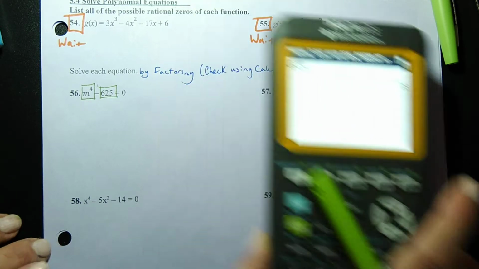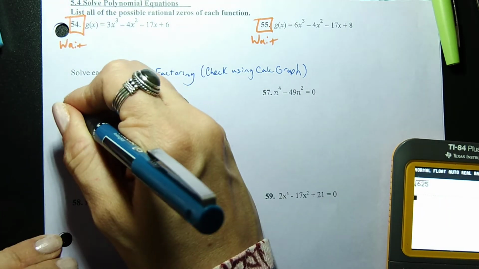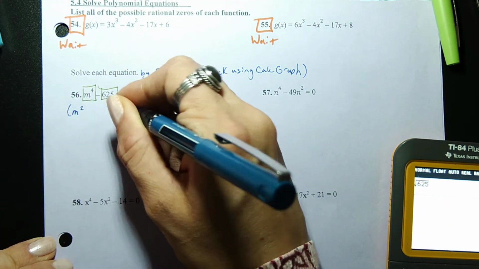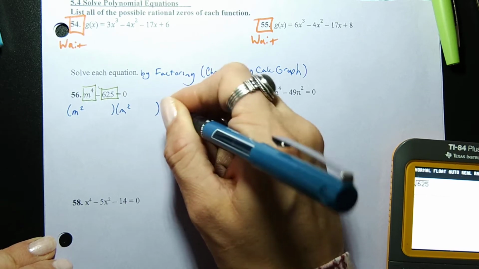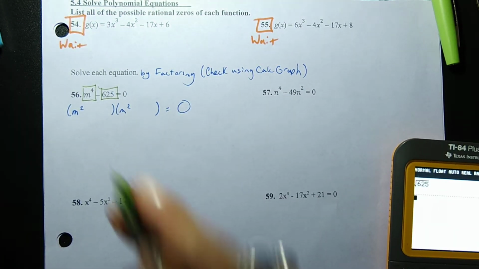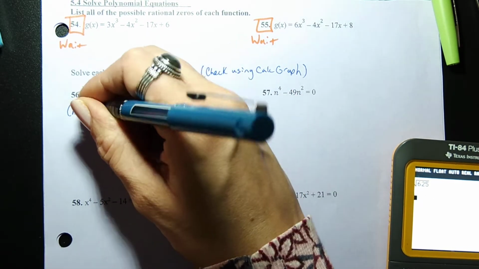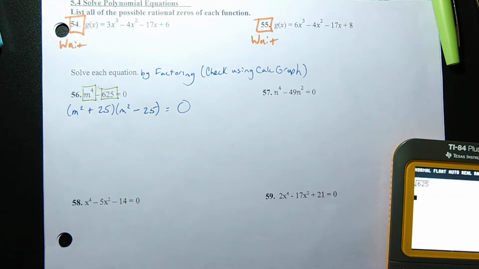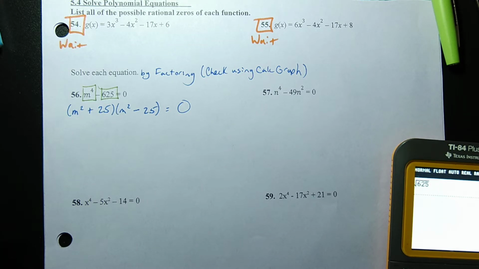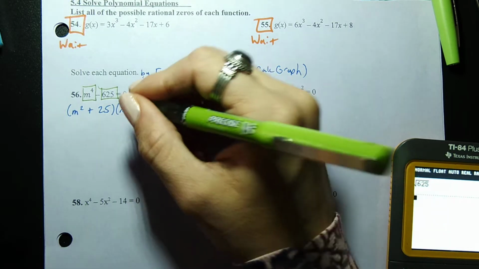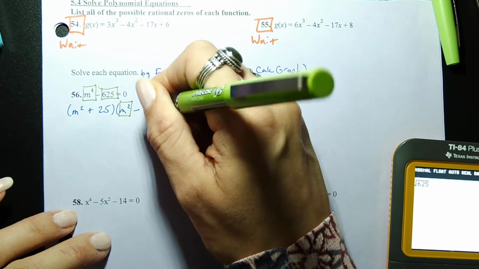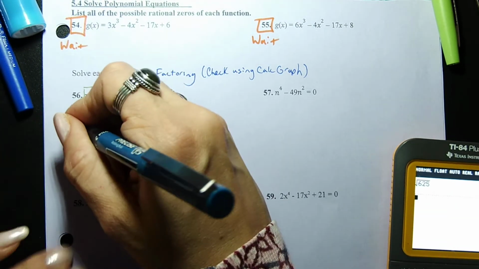So I can factor this as the perfect square factors of m to the 4th, which would be m squared and m squared. Don't forget your equals 0. And the perfect square factors of 625, which would be 25 and 25. One gets a plus and one gets a minus. Can we factor that a little bit further? Yes. Which one or both? Just the minus one. So we've only got a difference of squares. So this one I can factor again.